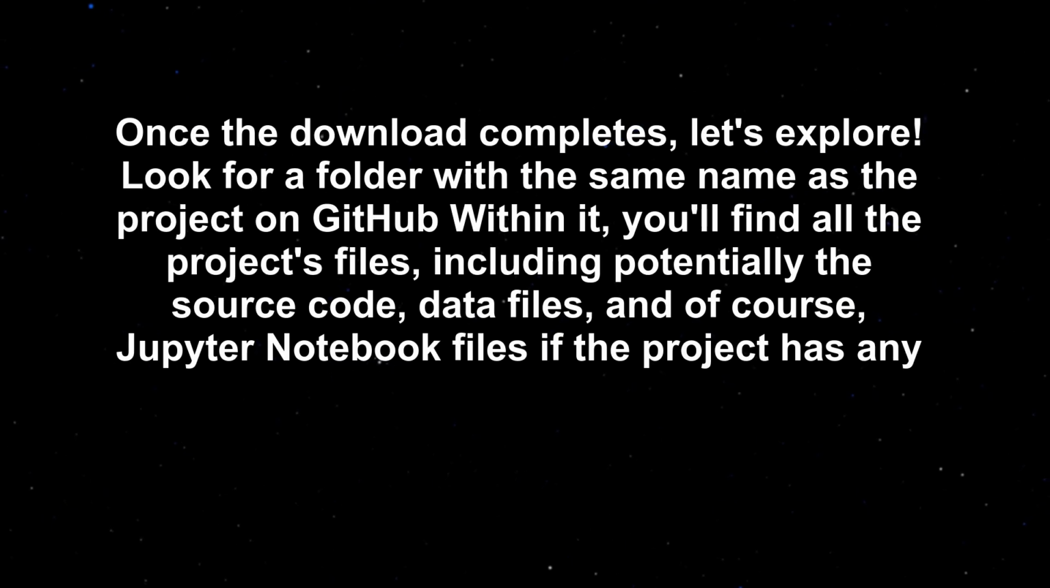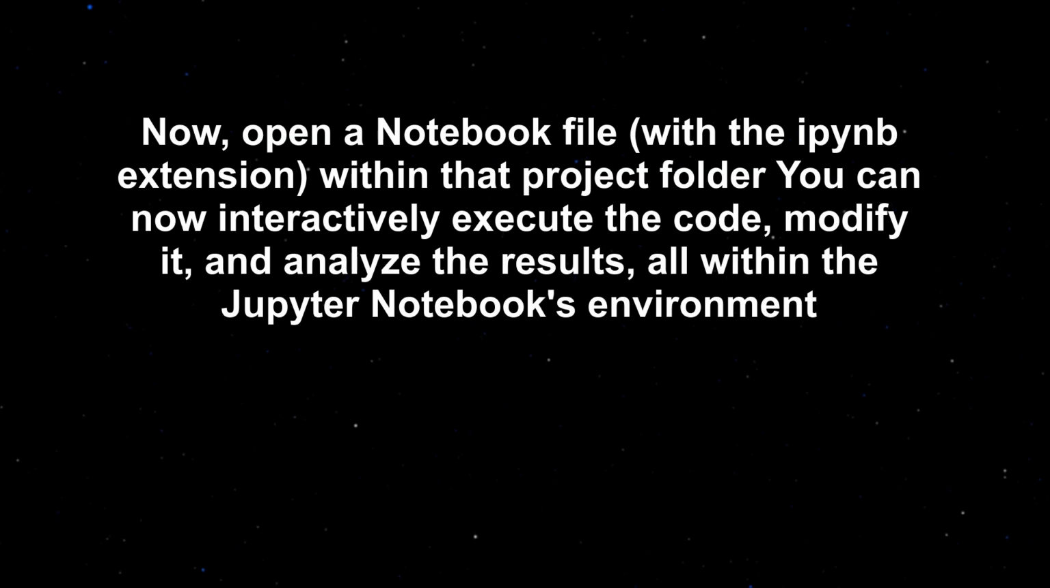Look for a folder with the same name as the project on GitHub. Within it, you'll find all the project's files, including potentially the source code, data files, and of course, Jupyter Notebook files if the project has any. Now, open a notebook file with the .ipynb extension within that project folder. You can now interactively execute the code, modify it, and analyze the results, all within the Jupyter Notebook's environment.